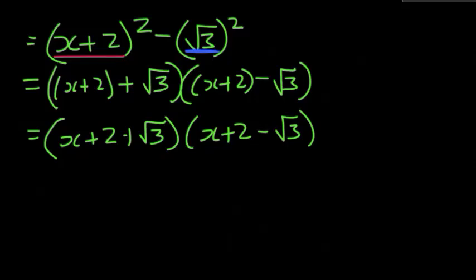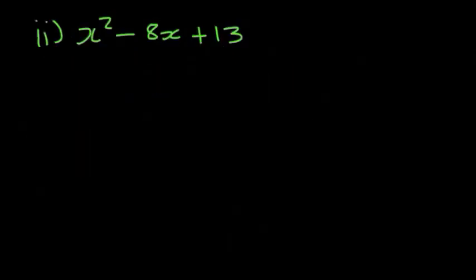Let's try a second example, a bit different. All right, x squared minus 8x plus 13. Follow exactly the same process. The first thing to do is to look at the coefficient in front of the x term. And we find that a half of minus 8 is minus 4. And then we want to square that. So minus 4 squared will be 16.